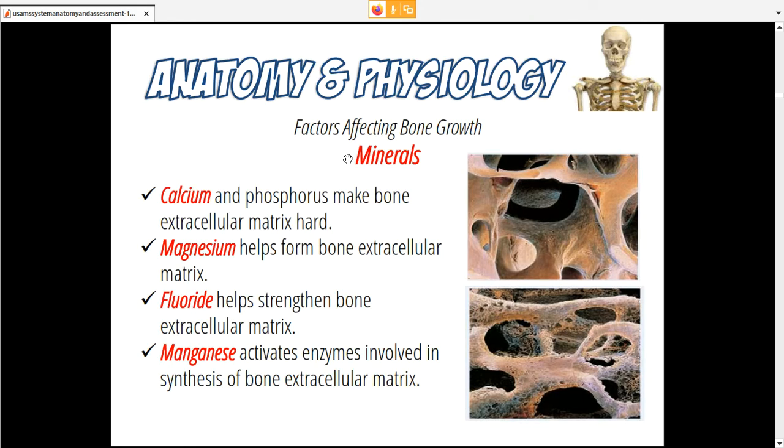Then coming to this, what are the minerals present in the bones? Calcium, magnesium, fluoride, and manganese. Remember these four components. The main action of these four components you are going to study in physiology and biochemistry. Calcium is responsible very much for the growth of the bone, magnesium helps in forming the extracellular matrix, fluoride strengthens the extracellular matrix, and manganese activates the enzymes involved in the synthesis of the bone extracellular matrix.